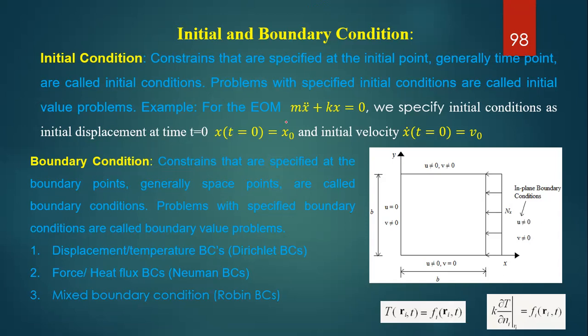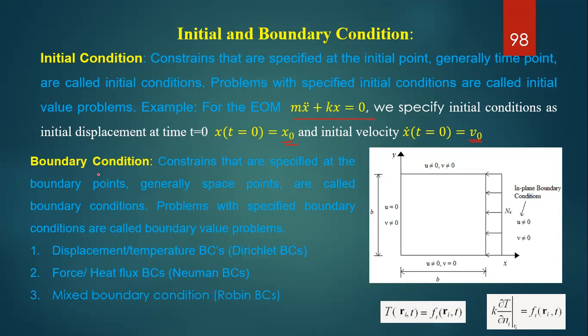For example, the equation of motion, m x double dot plus k x is equal to 0. We specify initial conditions as: at time t equal to 0, x of t is equal to 0, which is equal to x naught. The amplitude of the vibration at time t0 is x naught, and the initial velocity at time t0 is equal to v naught. Then these are called initial values, and the problem is called an initial value problem.